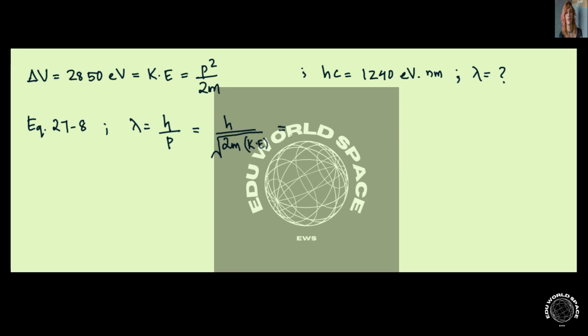For me, I know the value of hc from previous problems. If you have been following the previous problems, you will see that in problem 29, we calculated the value of hc, and we got this value to be 1240 electron volt times nanometer. So to use this value in this equation, I'll multiply c in both numerator and denominator. But since there is a root over here, when the c goes in, it becomes c squared.